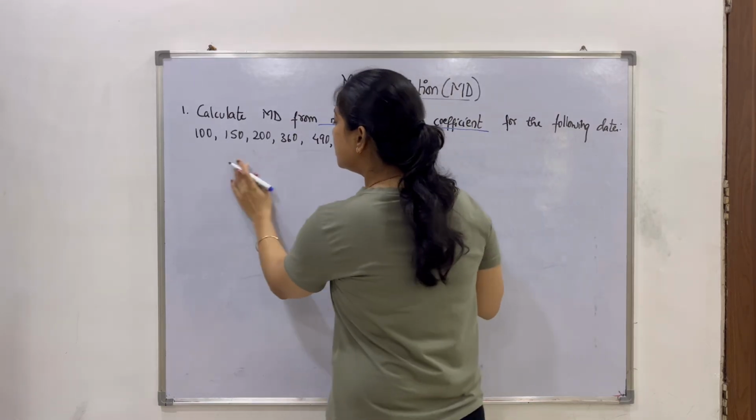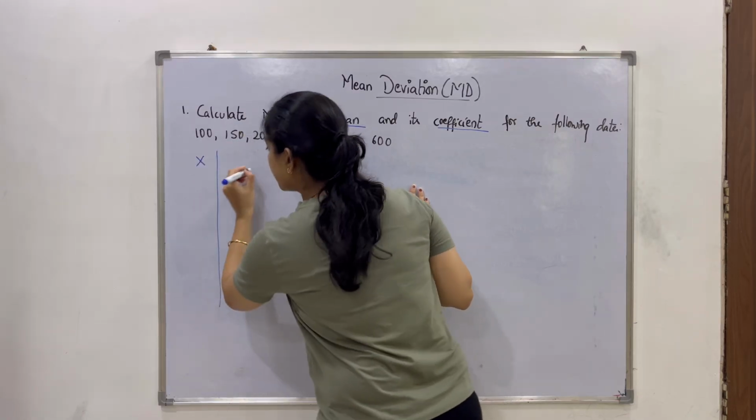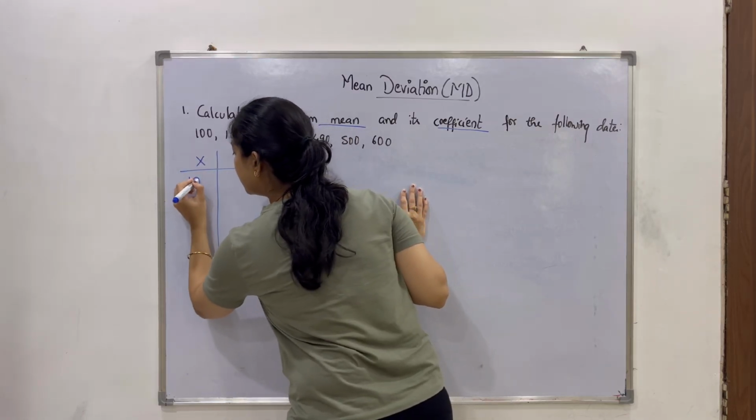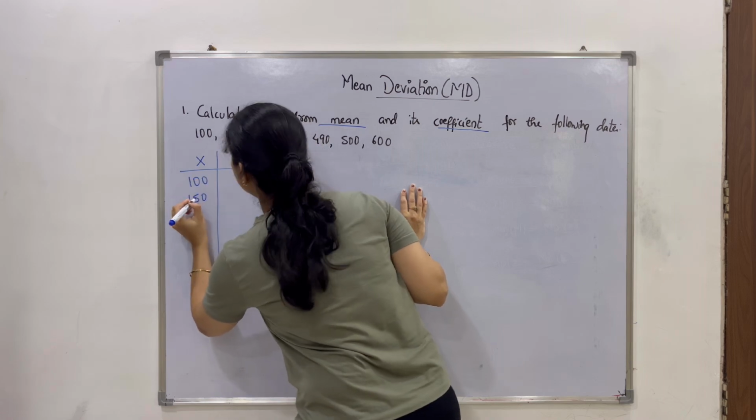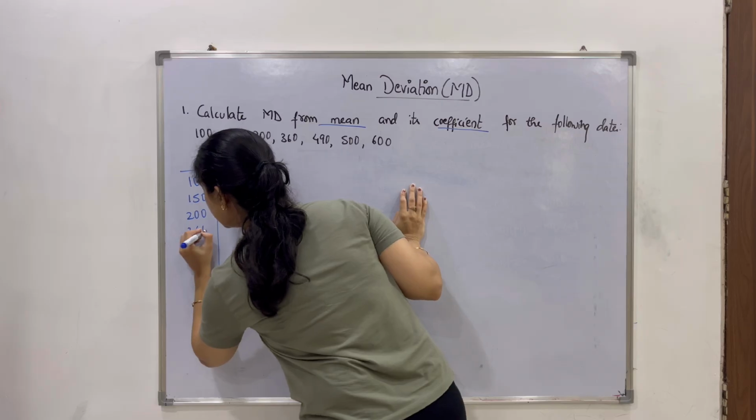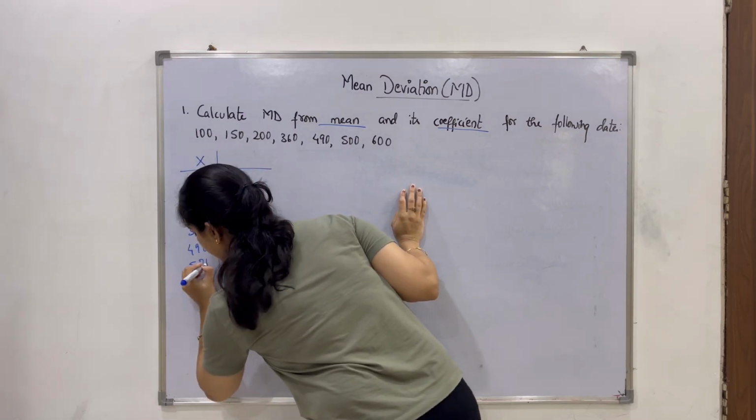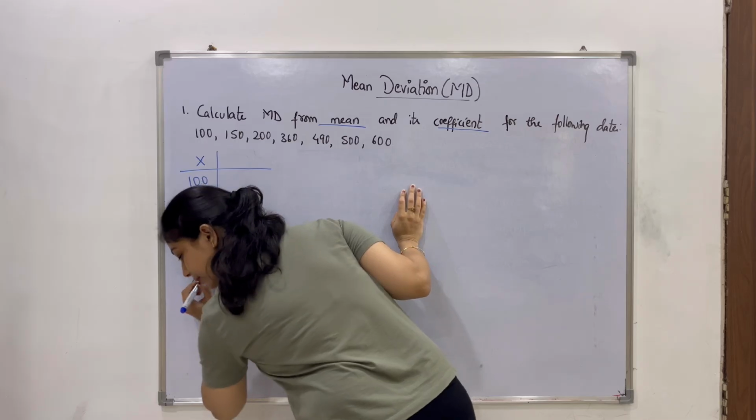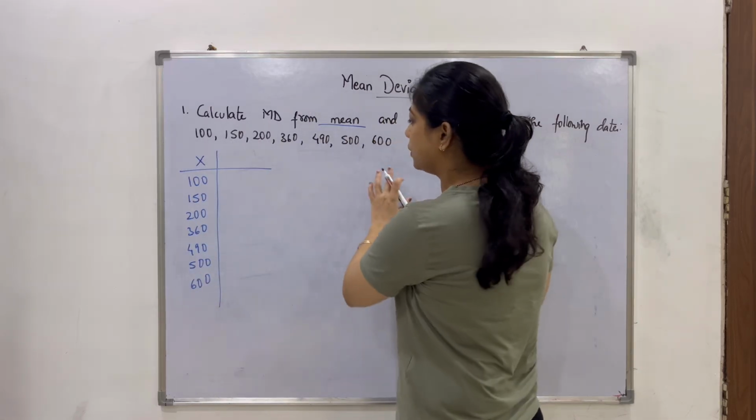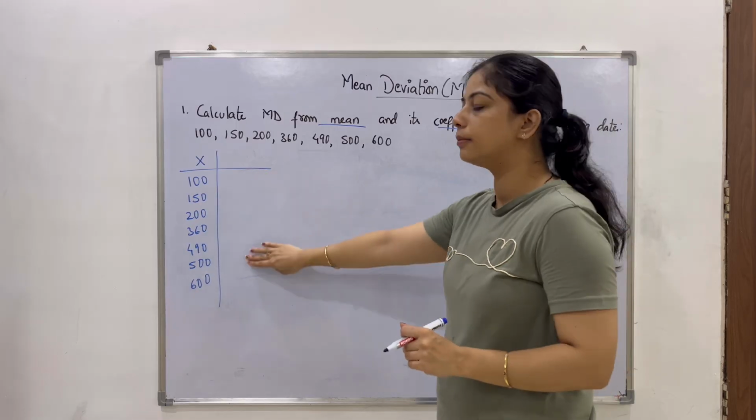Now here let us take up all these values under your X column. So the values are 100, 150, 200, 360, 490, 500 and 600. These are your X values. Now I have written down my X values. Now which column to be done next?